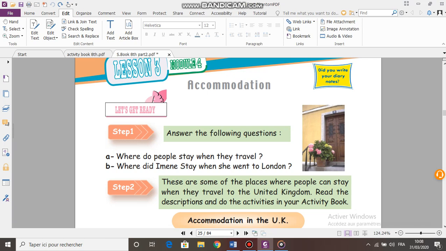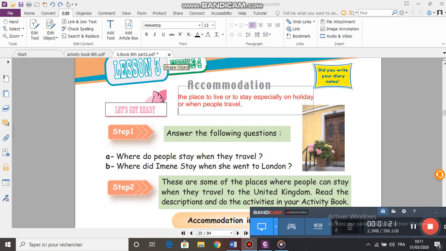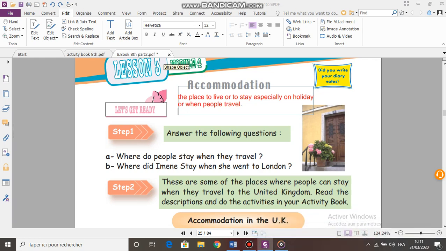So an accommodation is the place to live or to stay, especially on holiday or when people travel. This is the meaning of the word. So please take notes. Also, accommodation is the noun.